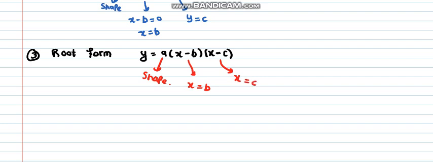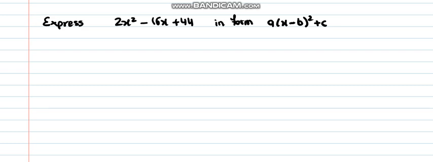So these two would tell us about the roots or the x-intercepts, and this a would tell us about the shape of the curve. Now in the A-level exam, the examiner does not talk about the completed square form. In fact, the examiner says to express this quadratic equation in the form a(x minus b) whole squared plus c, which is understood to be the completed square form.